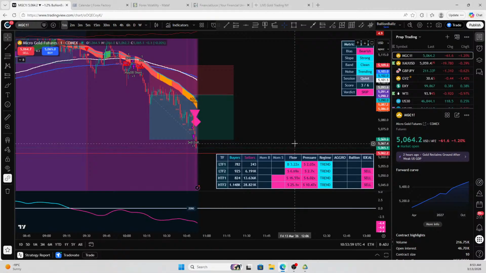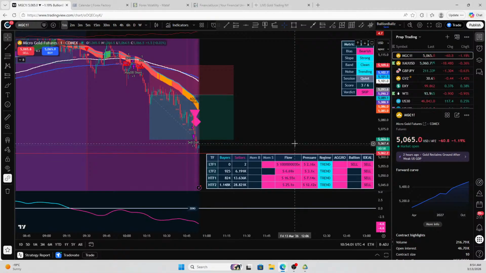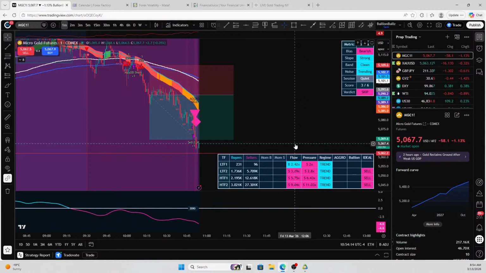So after the signal got printed, that's when we took this trade, and that's why we decided to lower our risk. So guys, we are actually going to be trading for another 30 minutes. Let me know if you guys have any questions, and then we can take those up.